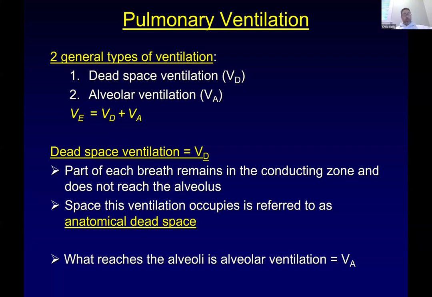Okay. And so that is this idea of dead space ventilation. Part of each breath remains in the conducting zone and doesn't reach the alveoli. We call that anatomical dead space. That's the upper portion, especially, of the pulmonary tract. Okay. And then what actually reaches into the alveoli is the volume of air that's going to have a real meaningful output and ability for us. Okay.